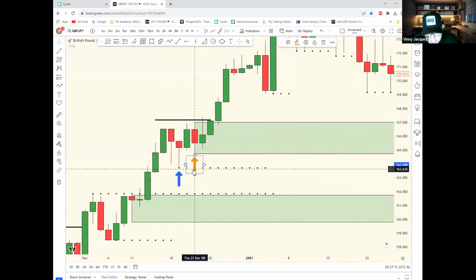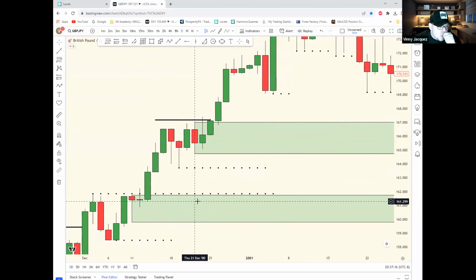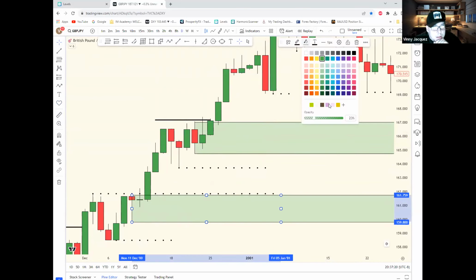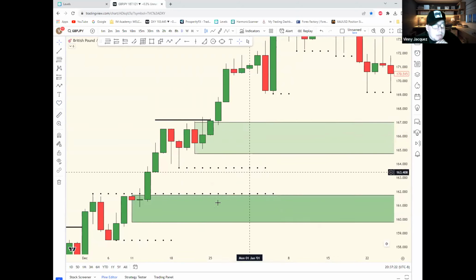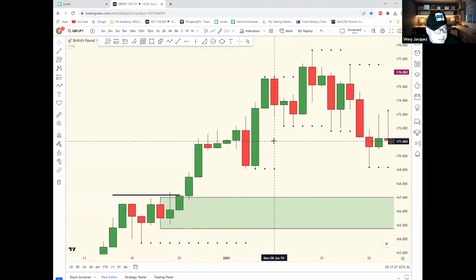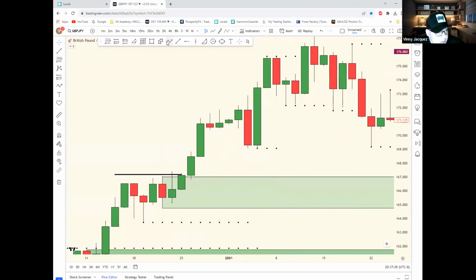Let's go ahead and stay fresh. Now again, I would like this. I would prefer this lower zone. Let's change this one to like a darker green, because I would definitely like this one because there is some liquidity built right here. Awesome. All right, cool. And then market continues.